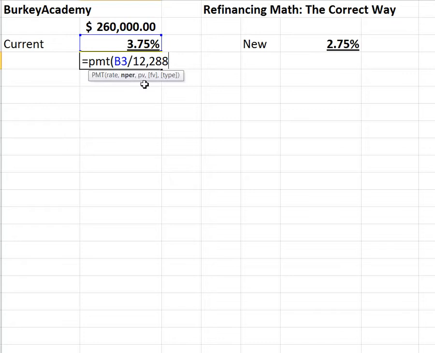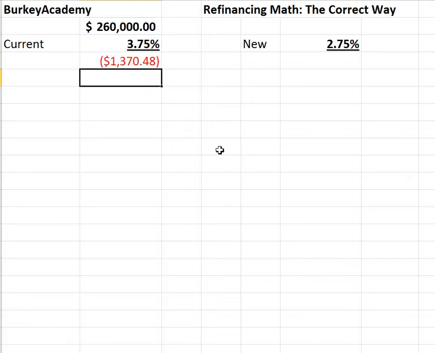The next thing they want in the formula is PV, present value. That's simply the amount of money that I owe, 260,000. So I'll put a comma and then click here for $260,000. That's all we need to calculate a payment of a house in Excel. Let me hit enter. The way Excel calculates it, the payment is always a negative number. I'm not quite sure why they think this is interesting, but they always make it a negative number. So it's red and in parentheses here.